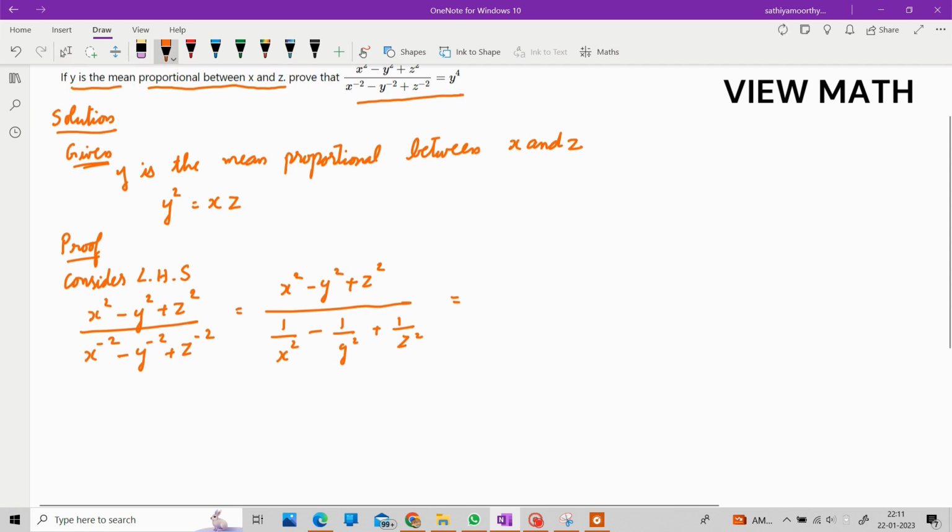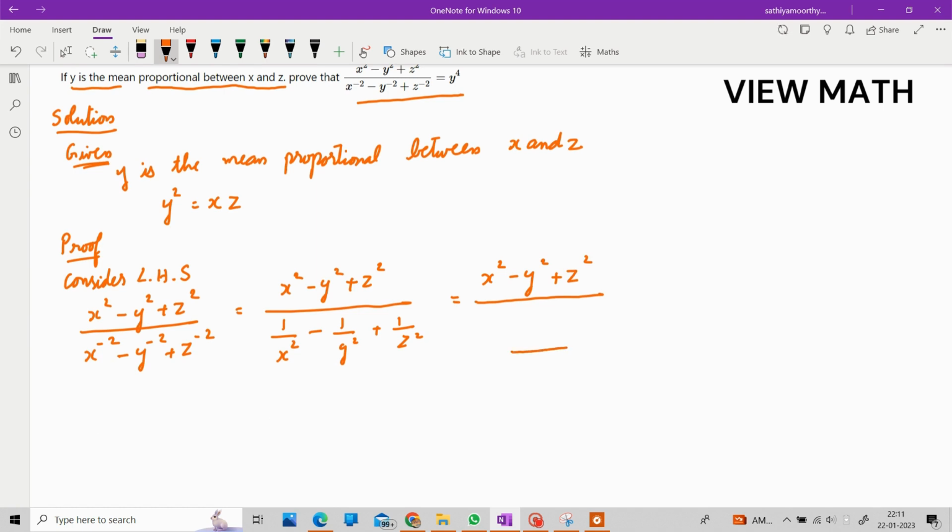So this is equal to, I'm going to take the LCM for the denominator. Numerator I'm going to keep as it is, x square minus y square plus z square. Denominator, the LCM is x square, y square, z square. So the first term becomes, where x square is there, y square and z square is not there, so I'll be getting y square z square. Minus y square is there, so I'll be getting x square z square for the second term, and for the third term I'll be getting x square y square.